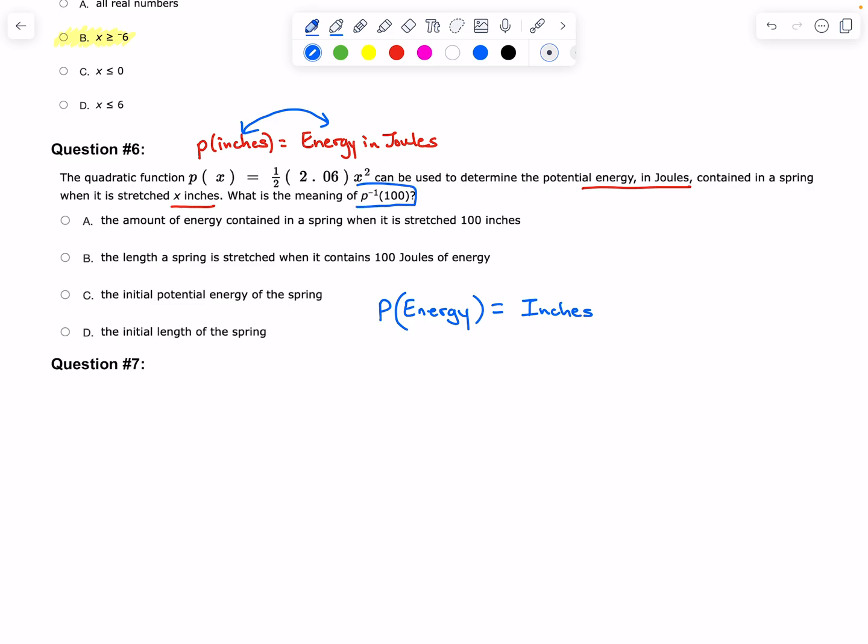So p to the negative 1 of 100. So that's the 100 is the energy. So you got to find the answer choice that gives it to you in that order. The amount of energy contained in a spring when it is stretched 100 inches is not right. We're looking for energy is 100. The length a spring is stretched when it contains 100 joules of energy. Perfect. Answer choice B. It's not the initial potential energy of the spring, which is answer choice C, and it's not the initial length of the spring, which is answer choice D. You just want to pick the one that has the x and y values switched.